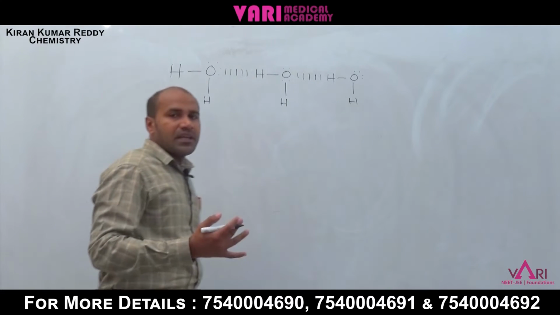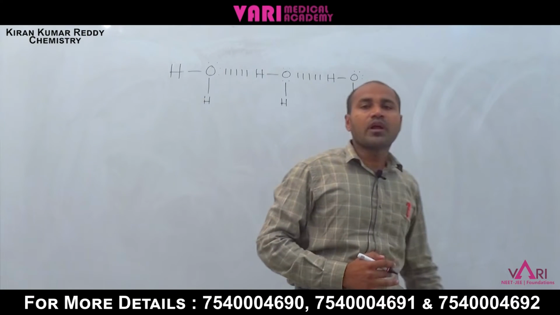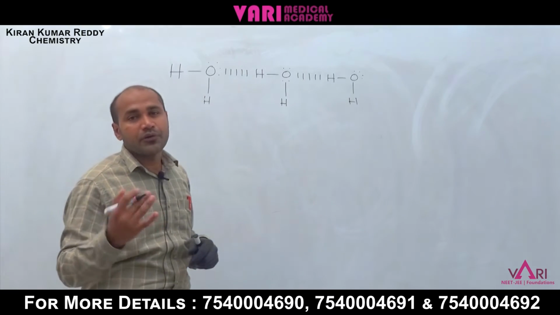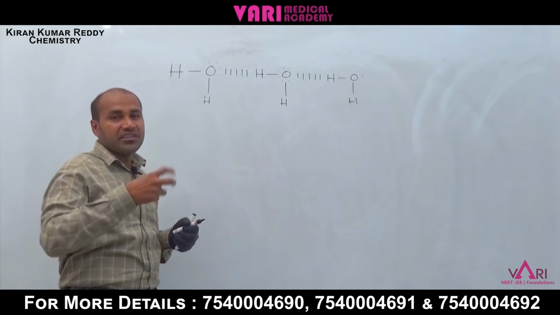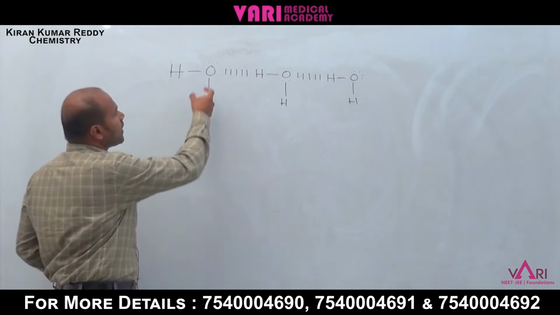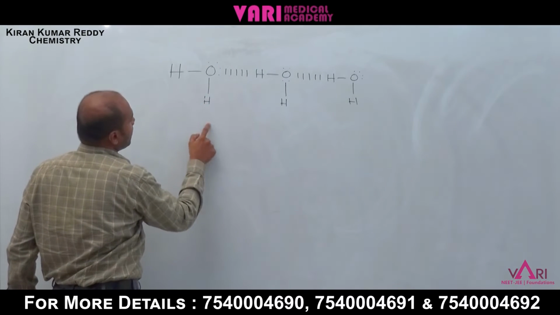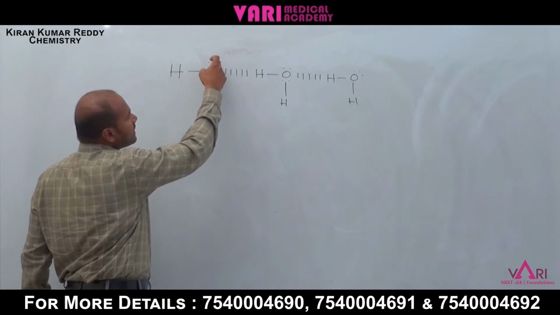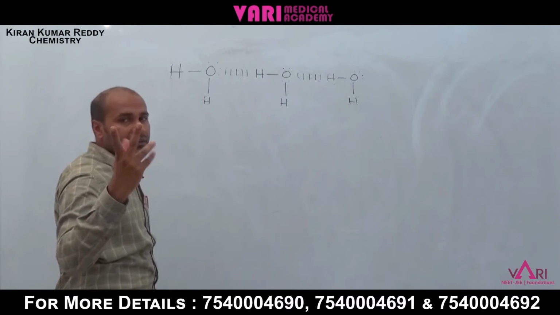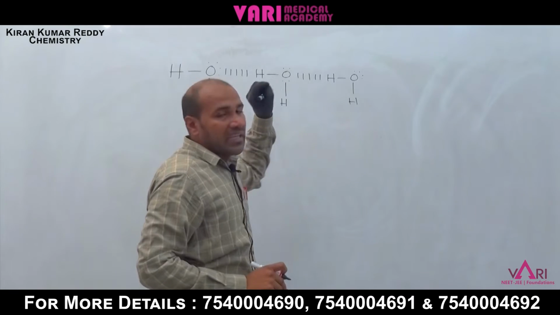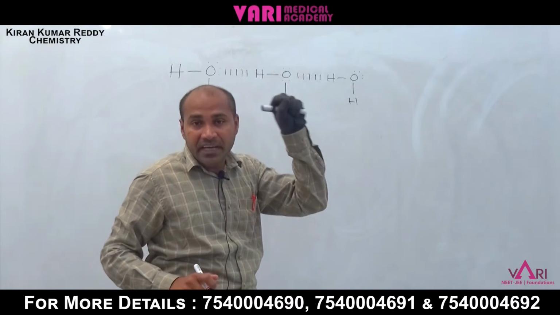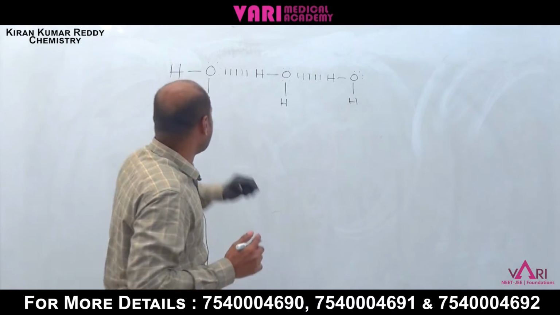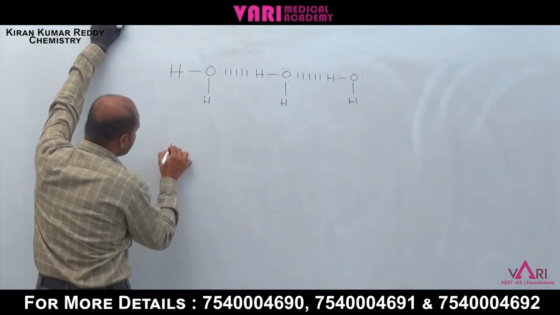Each water molecule forms around 4 hydrogen bonds with its surroundings. For example, for this water molecule, this hydrogen bonds to another, and this one is another hydrogen. The two lone pairs present are involved in the other 2 hydrogen bonds. Now, how many hydrogen bonds does each water molecule form? 4 hydrogen bonds.